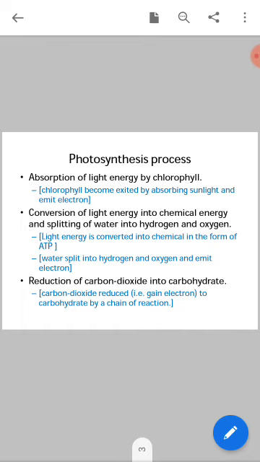Now we are discussing those steps one by one. The first step of photosynthesis is absorption of light energy by chlorophyll. The chlorophyll pigment present in the leaf absorbs the light energy, the photon particles coming from the sun. Now the question is, can it absorb all the sunlight, all the photon particles coming from the sun? The answer is no.